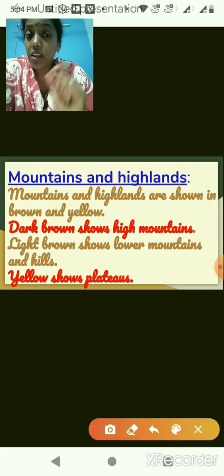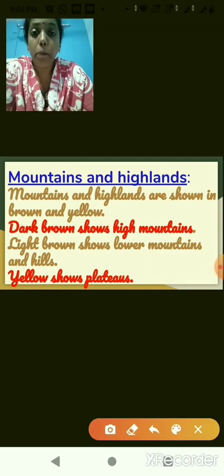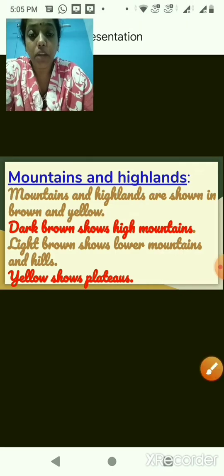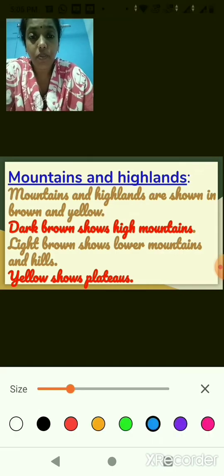Now let us see what color is given for mountains and highlands. Mountains and highlands on the map are shown in which color, children? Yes, they are shown in brown and yellow color. Dark brown shows high mountains, whereas light brown shows lower mountains and hills. Whereas plateaus, yes, yellow color shows plateaus.